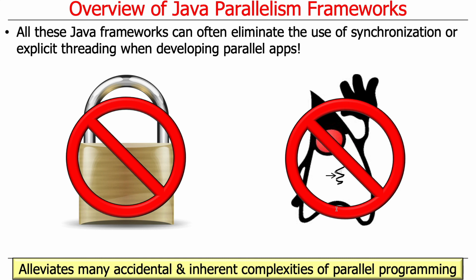All of these Java frameworks often eliminate any need whatsoever in the programs that you write for synchronization, for locks, as well as eliminate the need for explicit threading. You rarely, if ever, have to create a thread. You rarely, if ever, have to destroy a thread. So all the threading and all the synchronization is handled under the hood by the frameworks. And this is nice because it eliminates many accidental and inherent complexities of parallel programming. So the less you have to worry about, the less things can go wrong. Not to say that other things can't go wrong, but you won't have problems with some of those basic building block parts.